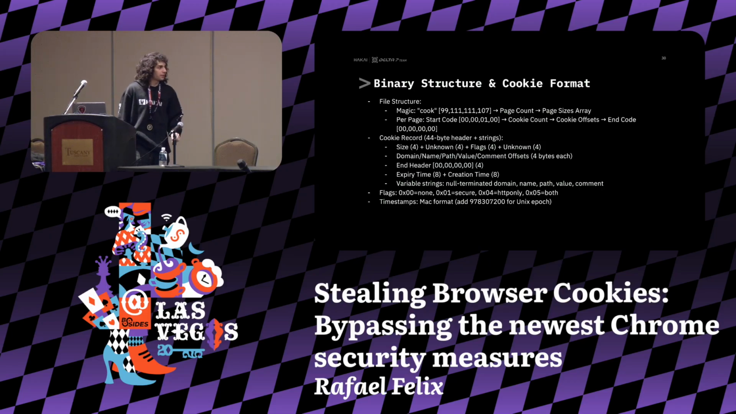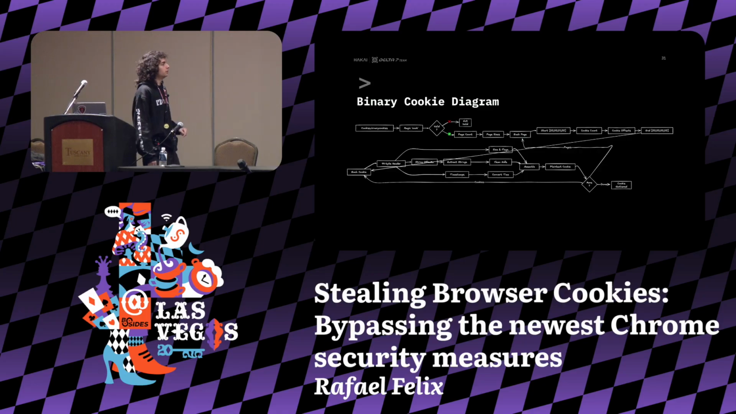The expiry time and the creation time are 8 bytes, and the variable strings are null-terminated: domain name, path, value, and comment. The flags in this case are 0x00 none, 0x01 secure, 0x04 HTTP only, and 0x05 both. The timestamp is in Mac format, so you have to convert it to Unix epoch.